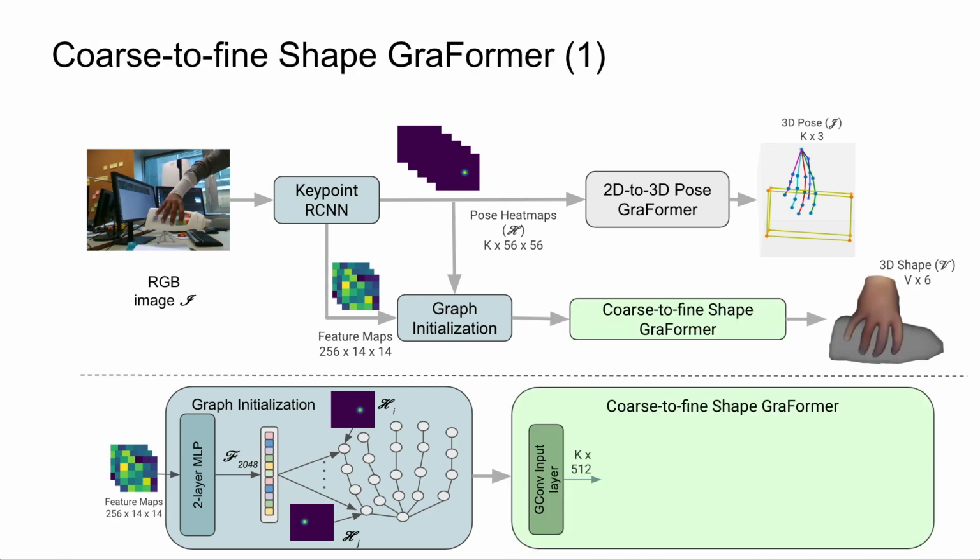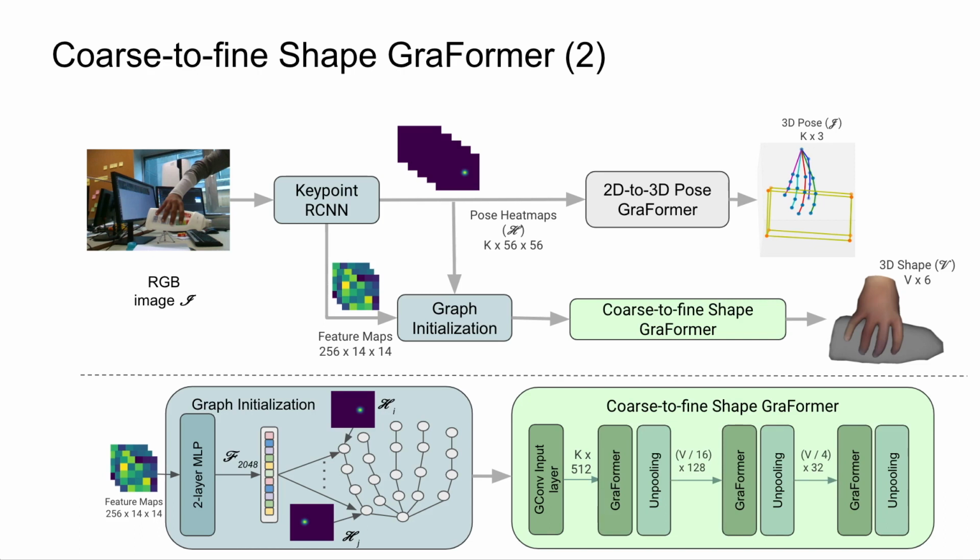After the graph initialization, we pass it as an input to the coarse-to-fine Graformer that generates a 3D shape for hands and objects. The shape network consists of an input graph convolutional layer that compresses the node representation. After that, there are three pairs of Graformers followed by unpooling layers that reduce the number of features while increasing the number of nodes until it reaches the final shape.